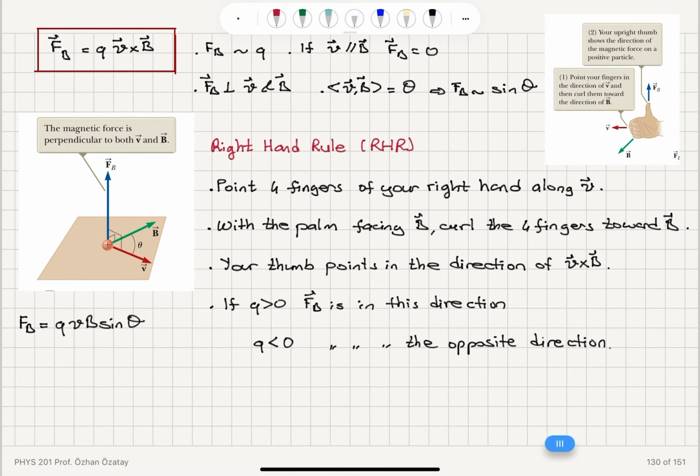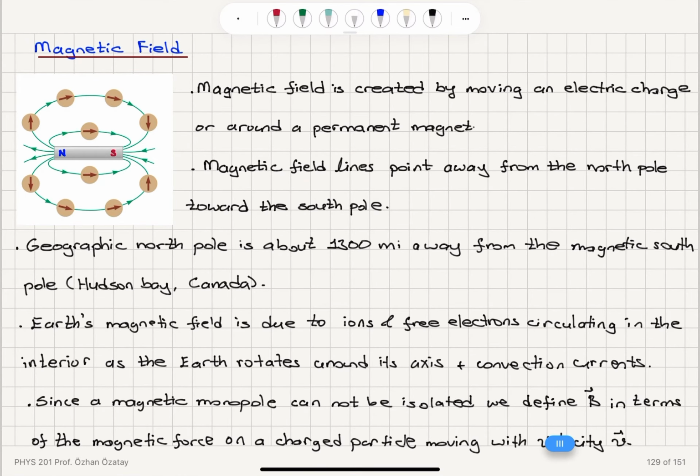Okay, so here we have talked about the magnetic field. It is created by moving electrical charges or around a permanent magnet. Magnetic field lines point from the North Pole towards the South Pole. Geographic North Pole is misaligned with the magnetic South Pole on Earth, 1300 miles away. Earth's magnetic field is created by moving ions and free electrons in the interior of the Earth, which is due to convection currents and the Earth's motion spinning around its axis.